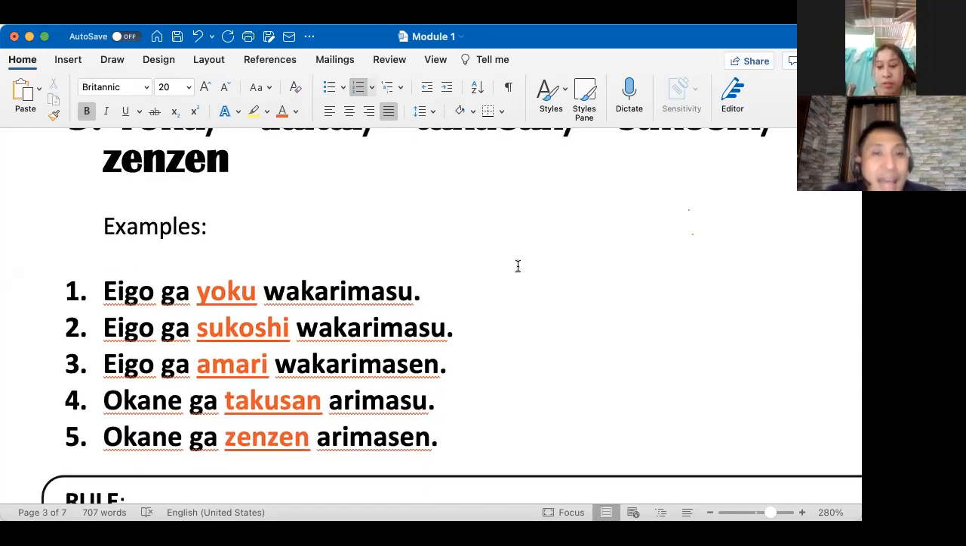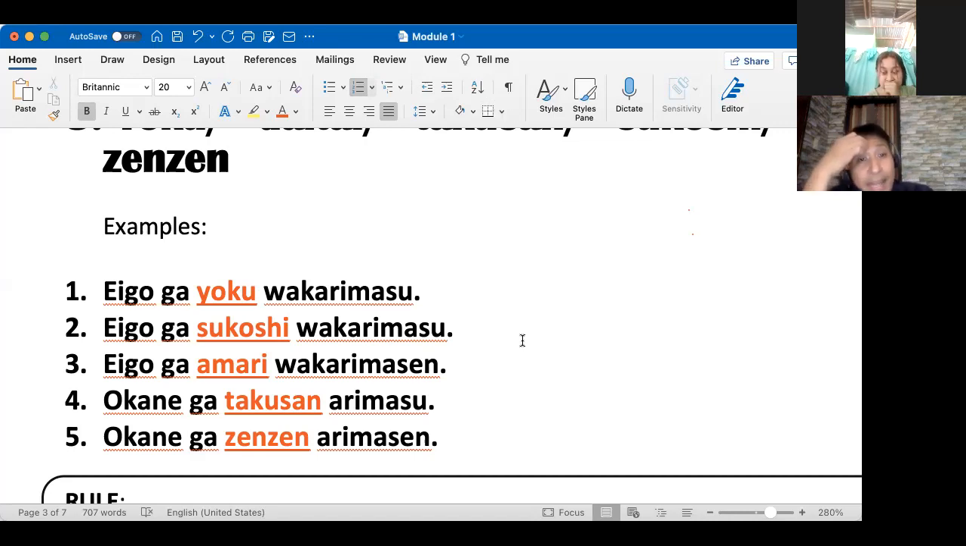Now, number 4, okane means pera. Okane ga takusan arimasu. Ibig sabihin, I have plenty of money. Pag sinabi nating plenty, takusan. Okane ga takusan arimasu. Ito naman sa baba, zen, ibig sabihin walang-wala. Okane ga zen arimasen. So wala akong pera. Walang-wala. Zen. So pag sinabi mong Nihongo ga zen wakarimasen, ibig sabihin hindi ako nakakaintindi ng Japanese.